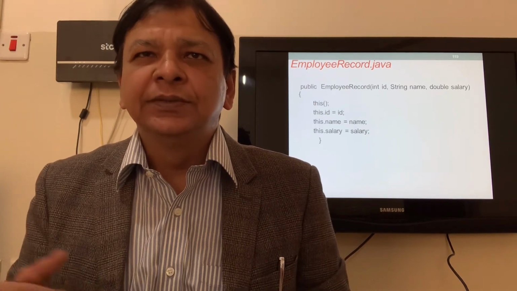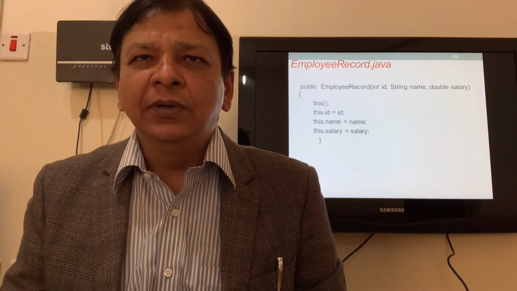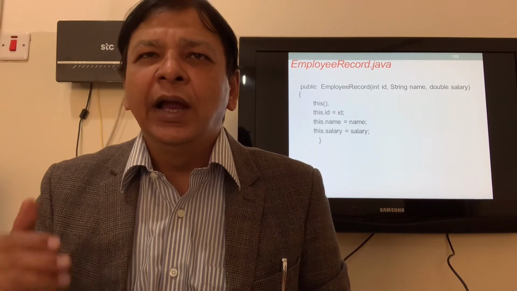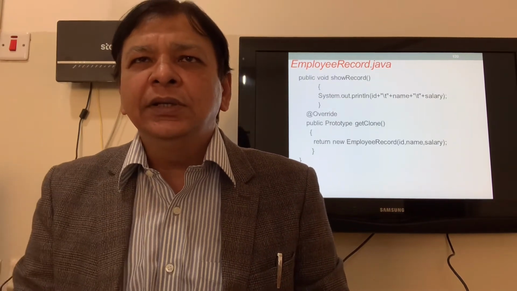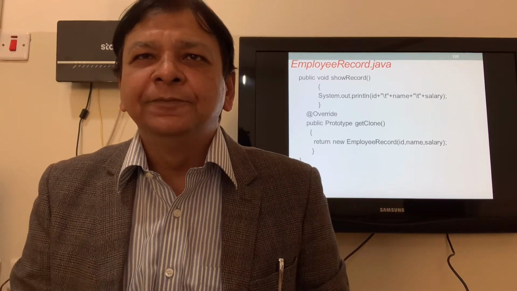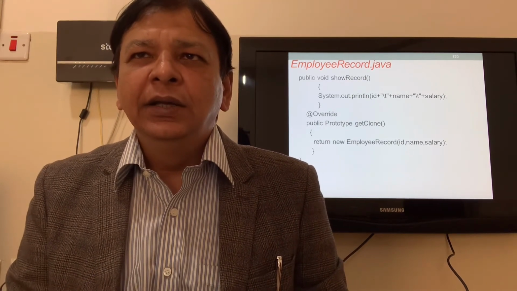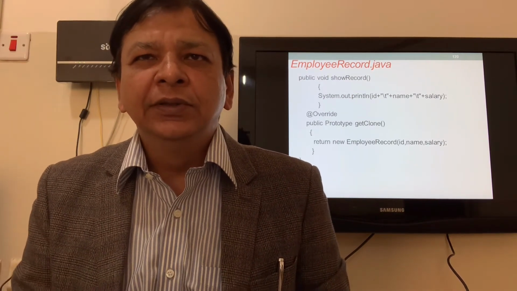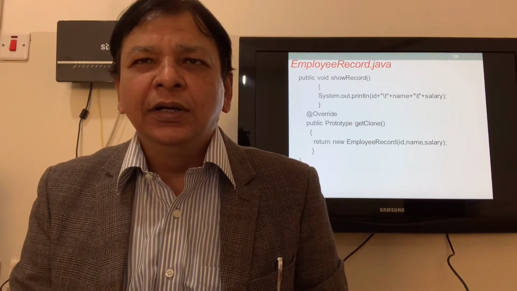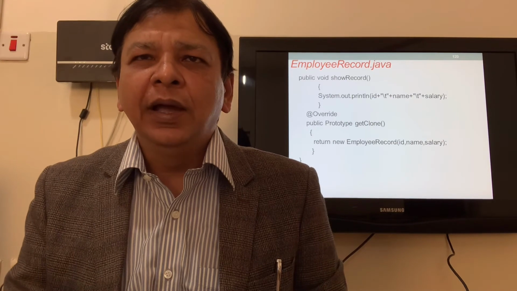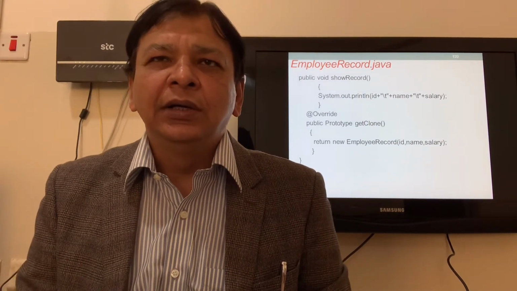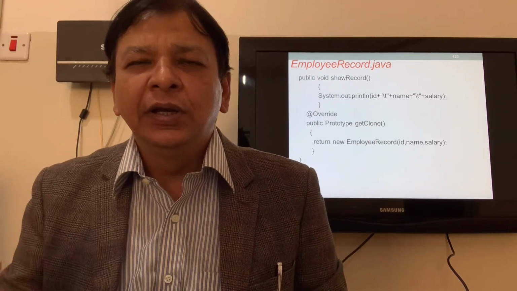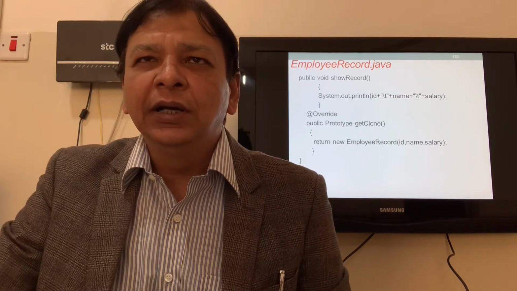This we are using this method. This dot ID is equal to ID. This dot name is equal to name. This dot salary is equal to salary, and we close the employee record method. Then continuation of employee record, we have show method, system.out.print ID, name, and the salary, and then we override get clone method, public prototype get clone, return new employee record, ID, name, and salary. So then we close the get clone method, we close the overriding method prototype we declare in the prototype interface, and we close the employee record.